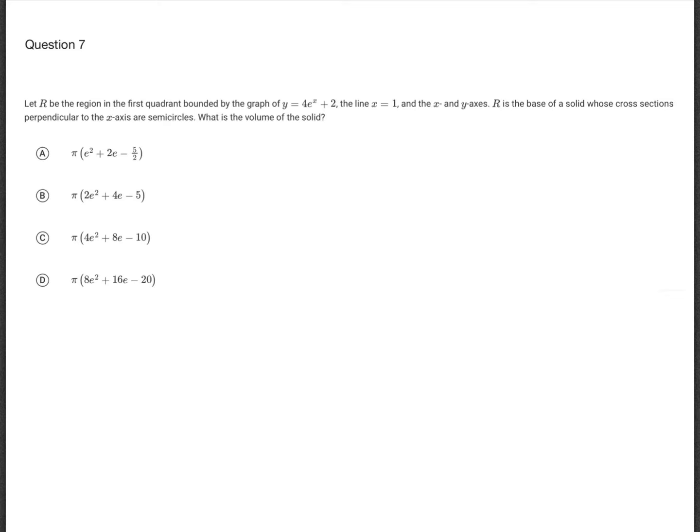Okay, next one. Let R be the region in the first quadrant, bounded by the graph of y equals 4e to the x plus 2, the line x equals 1, and the x and y axes. R is the base of a solid whose cross sections perpendicular to the x-axis are semicircles. So what's the volume of the solid? Okay, definitely going to draw a picture for this one.